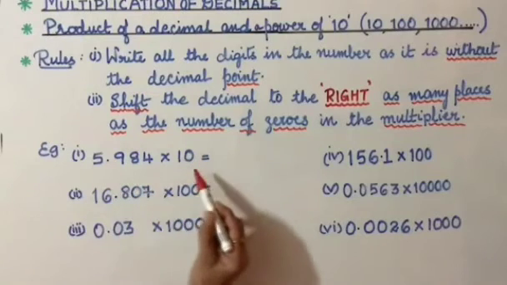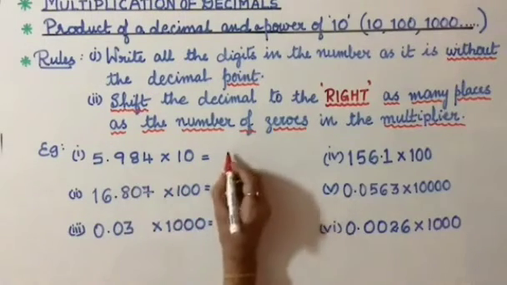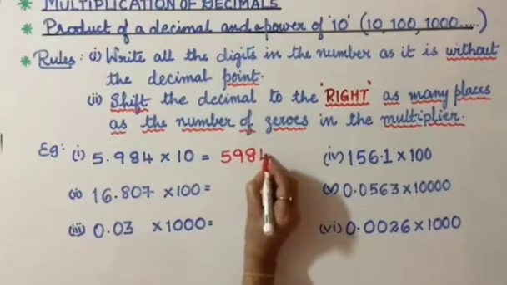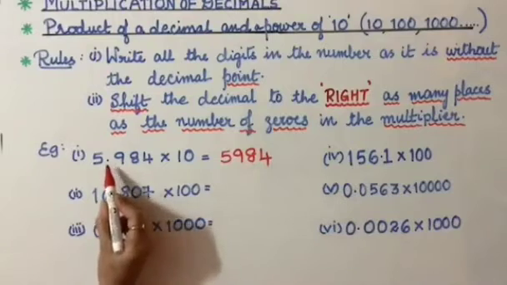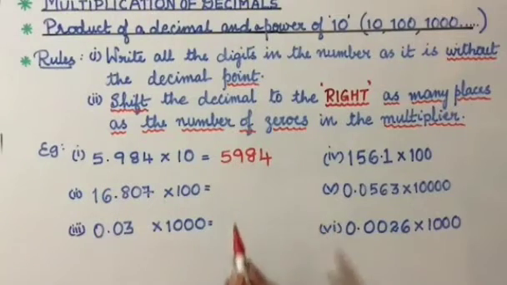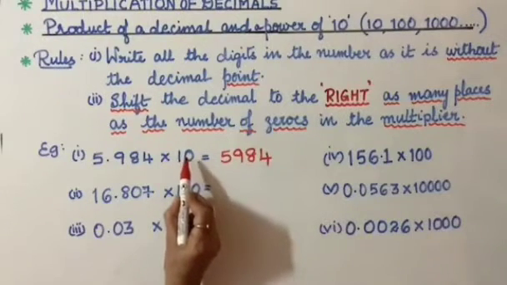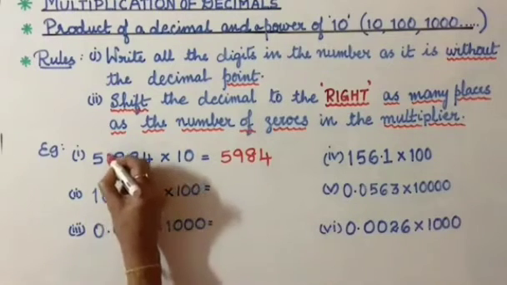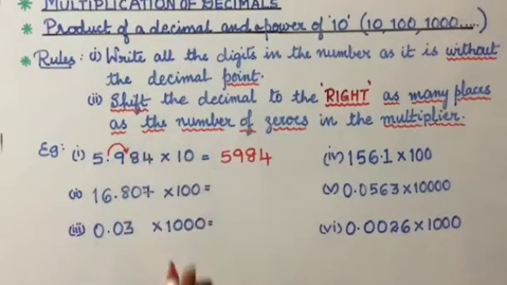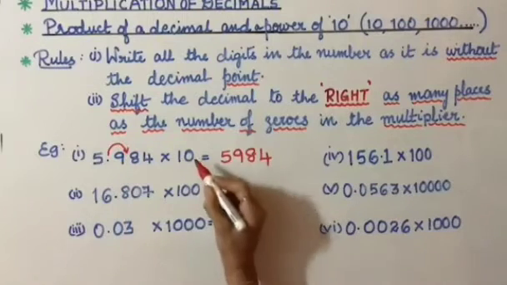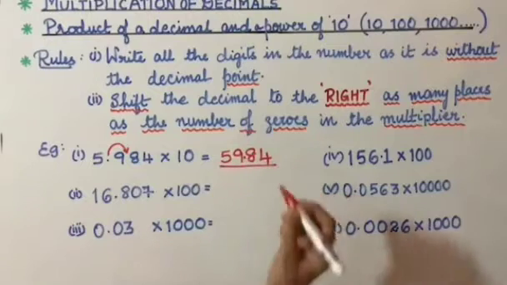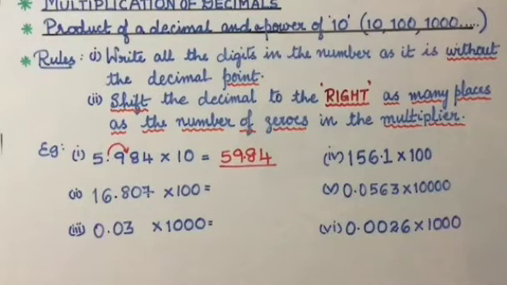So all I need to do is write this number as it is. 5, 9, 8, 4. What have I done? I have not shown the decimal point here. Why? Because we have multiplied by 10. Because we have multiplied with 10, this decimal has moved to the right by 1 place, children. 1 zero, 1 place. Now your decimal is here and that itself is your answer.